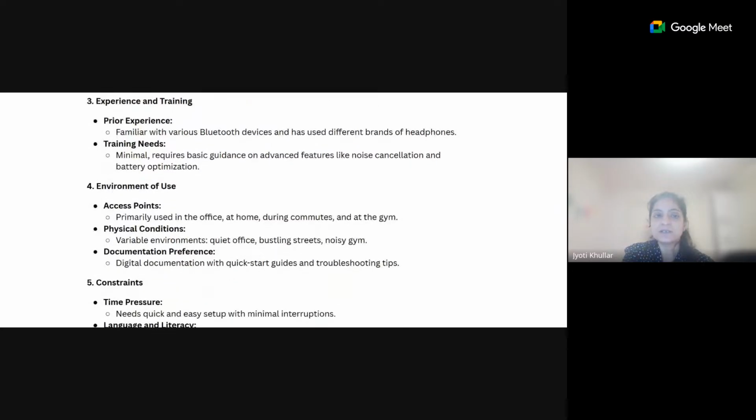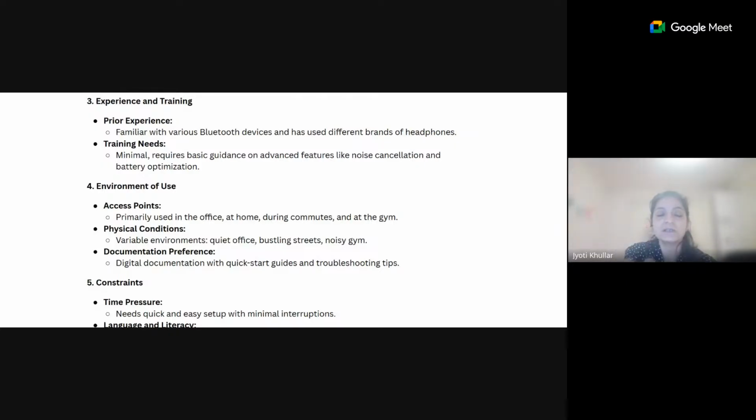What is the experience and training? What is the background that we are in, prior experience and the training needs? How much training does that person require? What is the familiarity of that person? If you give this same Bluetooth device to an elderly person in their 60s, he might not be able to use that, and you'll have to give a different kind of instruction to that person, right? Or he might not have that prior experience.